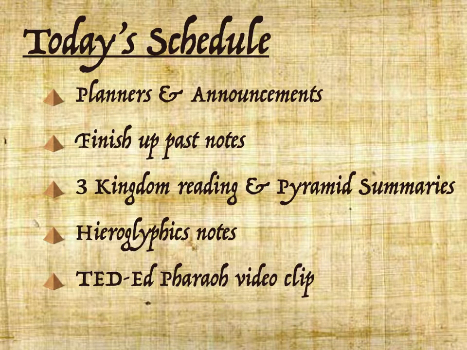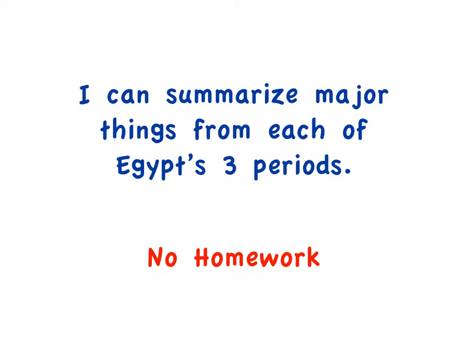Then we did some hieroglyphics notes and we watched a short TED-Ed clip about the Pharaoh Hatshepsut, who was Egypt's female pharaoh. And with any time left, we watched the CNN 10. The I Can statement today was I can summarize major things from each of Egypt's three historical periods.